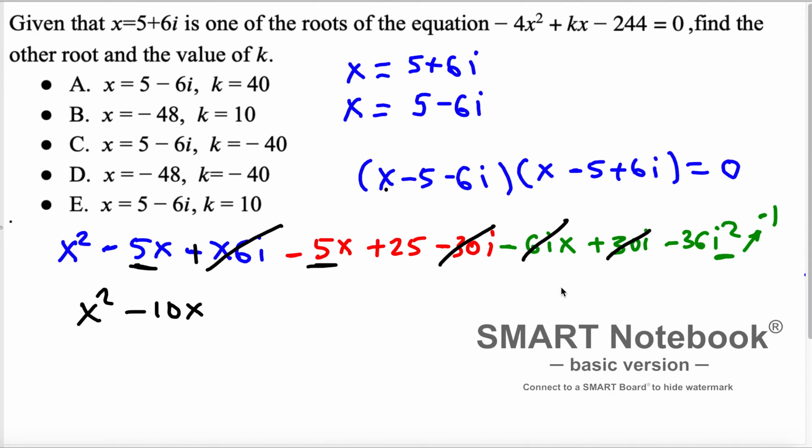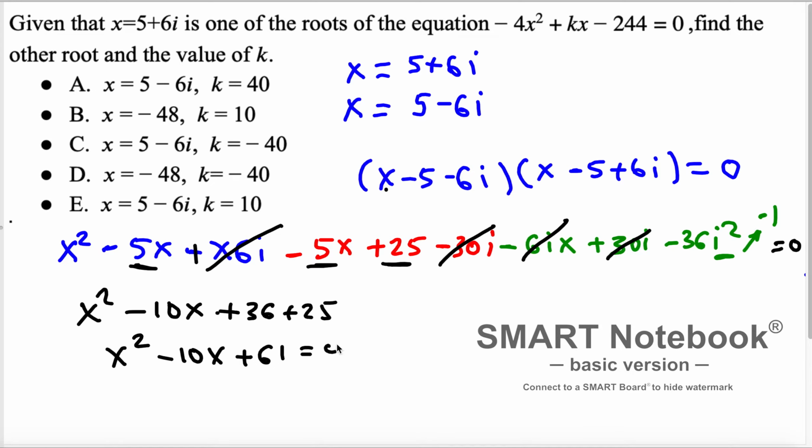The other thing I have here is minus 36i squared, but i squared is equal to minus 1, and minus 1 times minus 36 is plus 36. And we have the plus 25. Let me rearrange this a little better, because 36 plus 25 is plus 61, and everything here is equal to 0.